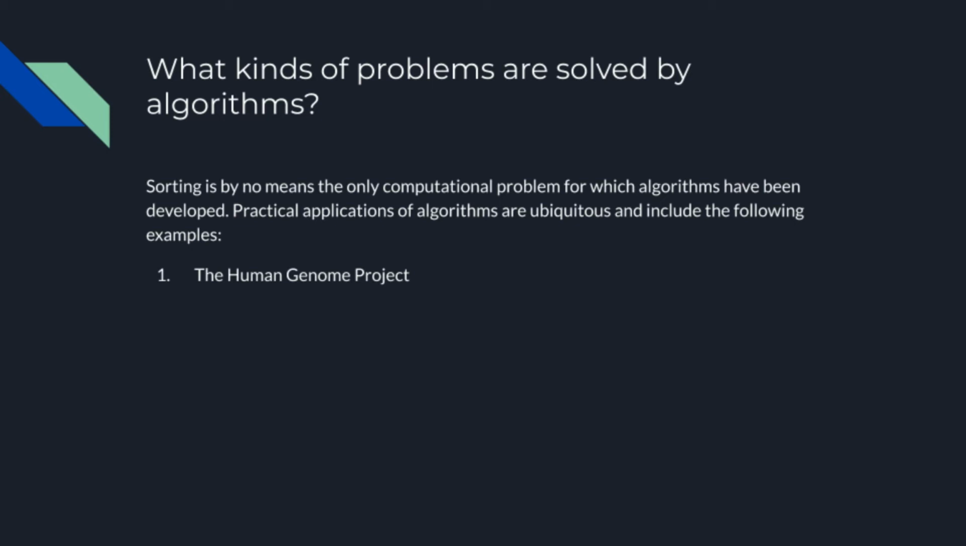What kinds of problems are solved by algorithms? Sorting is by no means the only computational problem for which algorithms have been developed. Practical applications of algorithms are ubiquitous and include the following examples. 1. The Human Genome Project. It has the goals of identifying all the 100,000 genes in the human DNA, determining the sequences of the 3 billion chemical base pairs that make up the human DNA, storing this information in databases, and developing tools for data analysis. Each of these steps requires sophisticated algorithms.